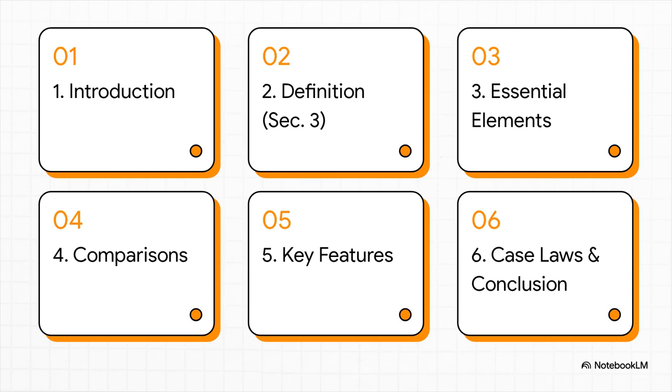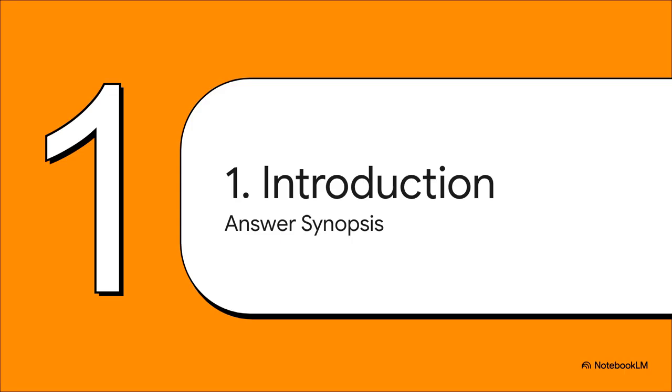1. Introduction. 2. Definition under Section 3. 3. Essential elements of trust. 4. Comparison with other concepts. 5. Key features of trust. And 6. Case laws and conclusion. Now you must draft this exact synopsis on the very first page of your answer booklet to immediately command the KSLU evaluator's attention. Let's start with heading number 1.